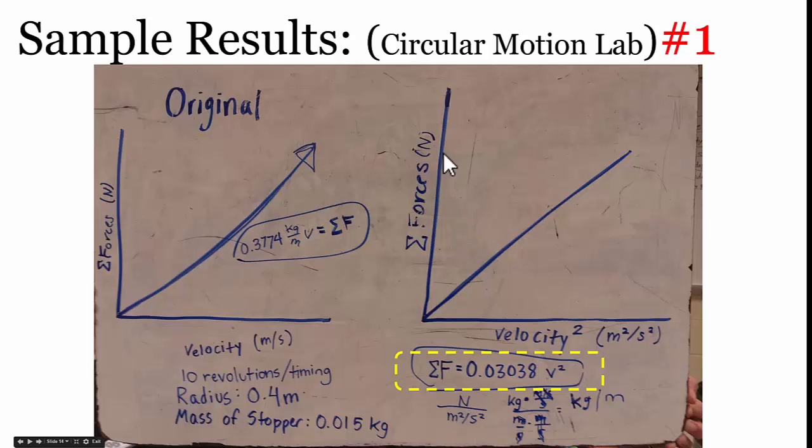Below you can see these were the initial units of the slope. It was newtons divided by meters squared over seconds squared. Expanding the unit of a newton into a kilogram times a meter per second squared, they showed that everything cancels and simplifies to give us a unit of kilograms divided by meters. So this was 0.03038 kilograms per meter. We'll discuss in just a little bit what that ended up representing.